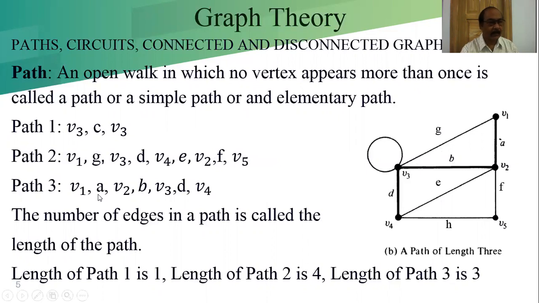V1, E, how many edges are here? 1, 2, 3. So the length of path 3 is 3, because the number of edges is 3: A, B and D. That is the 3 edges in this path 3. That's why the length of path 3 is 3. The length of path 1 is already done.